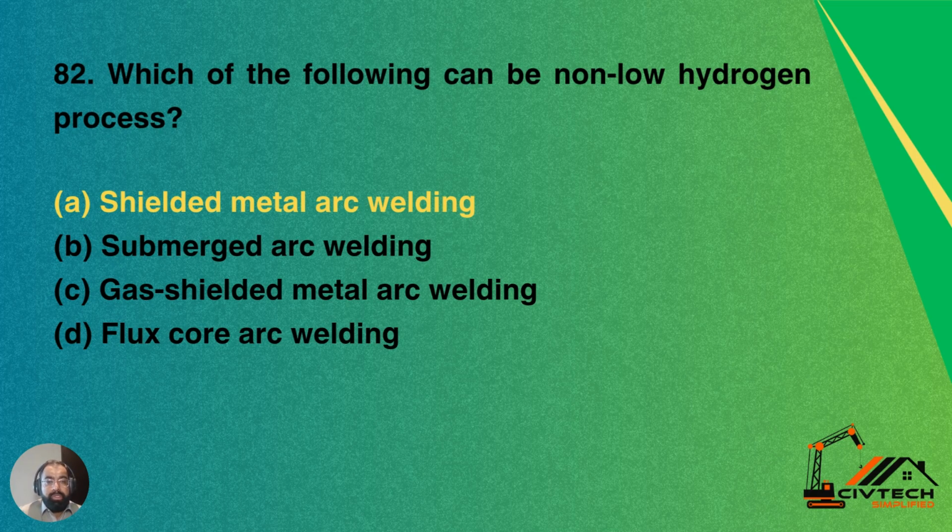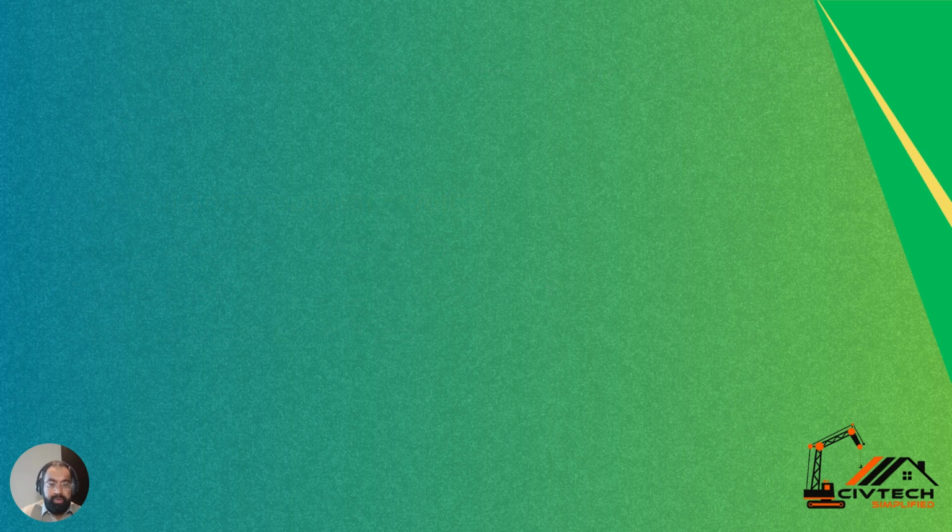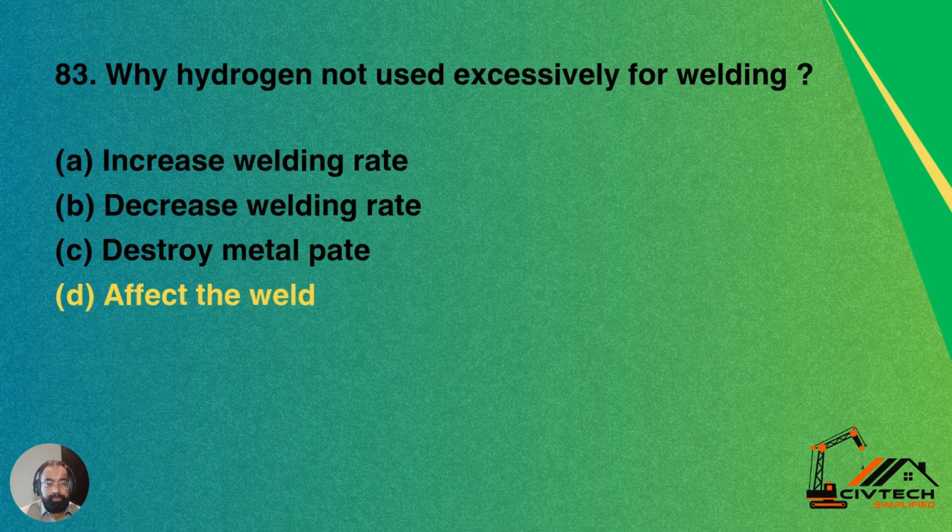Question 82. Which of the following can be non-low hydrogen process? Option A, shielded metal arc welding. Option B, submerged arc welding. Option C, gas shielded metal arc welding. Option D, flux core arc welding. So the non-low hydrogen process is shielded metal arc welding. A is the correct answer for this question.